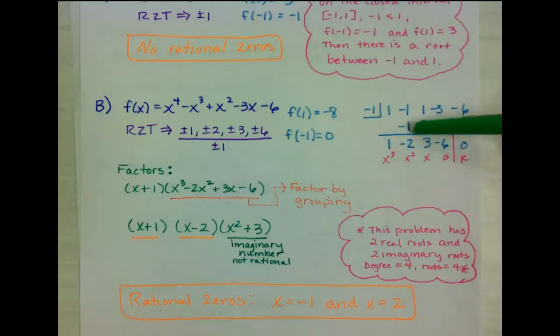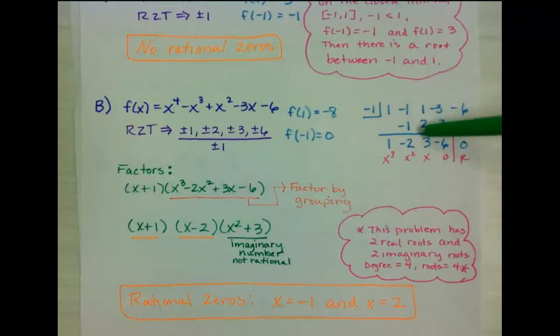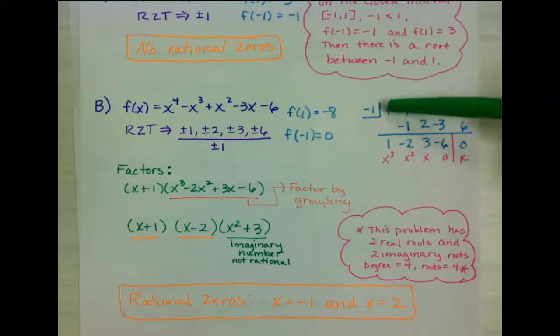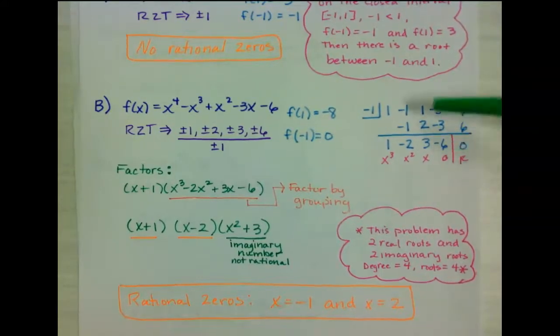-1 times 1 is -1. Add them, you get -2. -1 times -2 is +2. Add them, you get 3. -1 times 3 is -3. Add them, you get -6. And then when you do -1 times -6, you get 6. And -6 and +6 is 0.